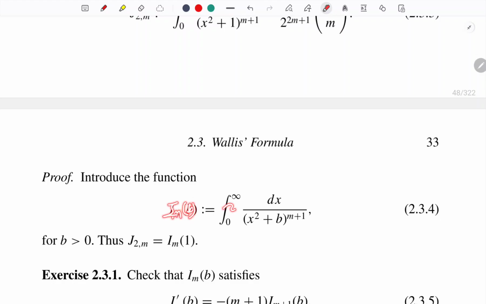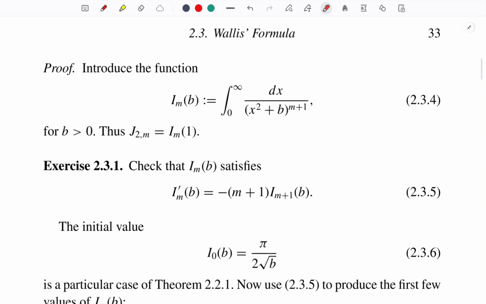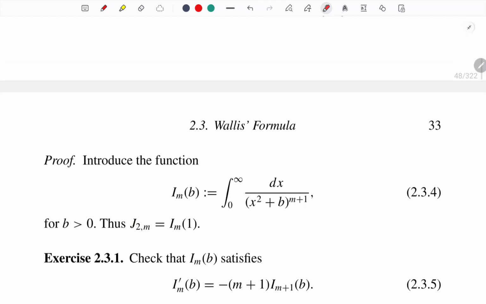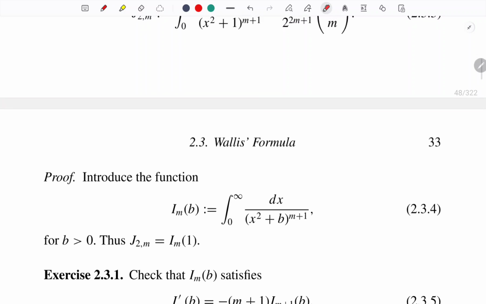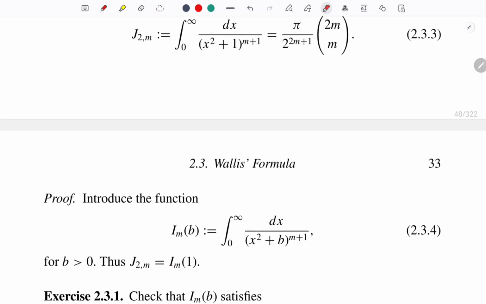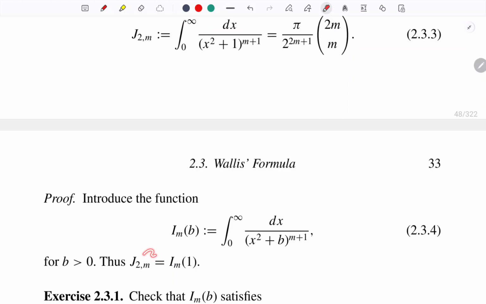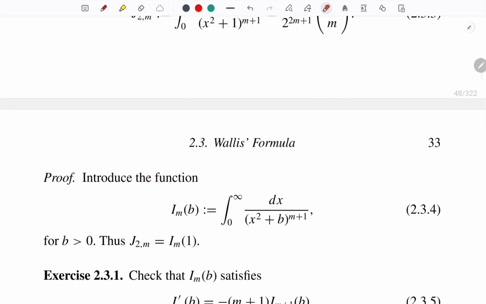Okay, not bad. So we are going to differentiate with respect to b, and b must be greater than 0, and I of 1 comma m is equal to I of m. You can see that this quantity is representing this integral. When you plug in 1 in the place of b in this integral, you are going to have this thing. I hope you understand that.